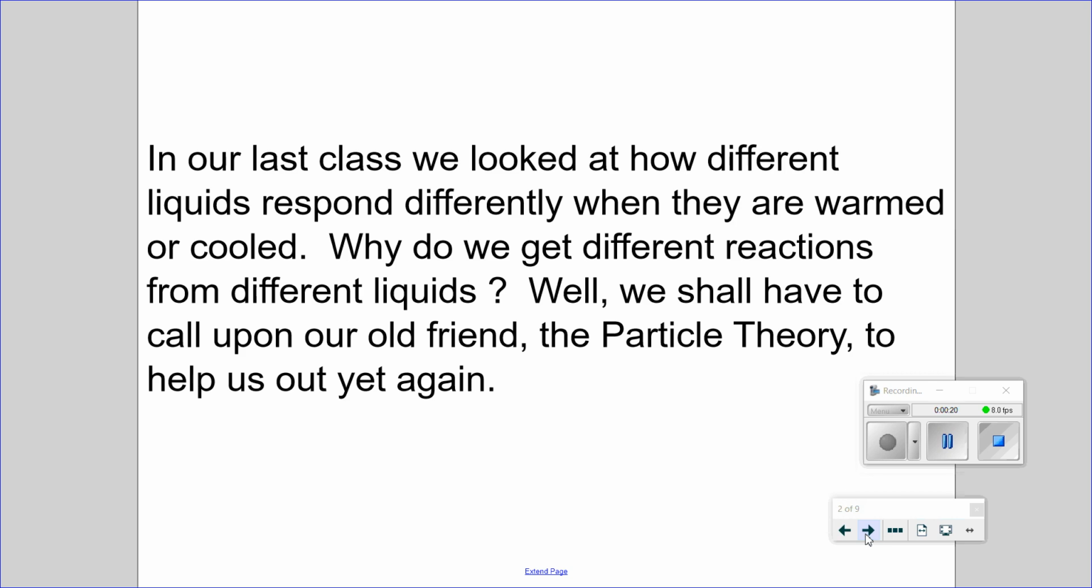In our last class, we looked at how different liquids respond differently when they are warmed or cooled. Why do we get different reactions from different liquids? Well, we shall have to call upon our old friend, the particle theory, to help us out yet again.